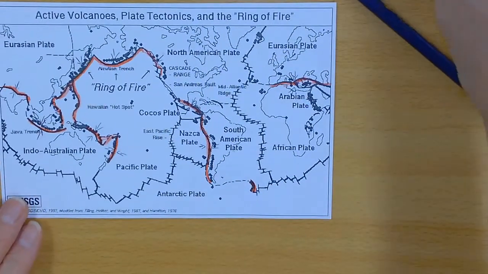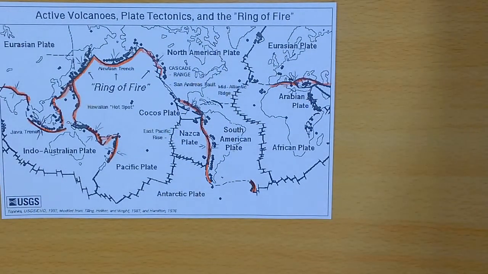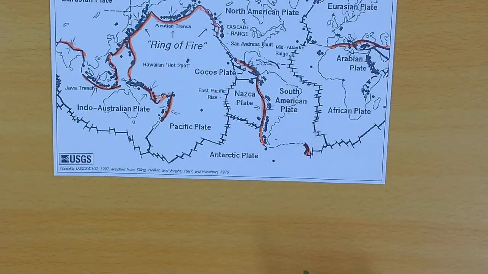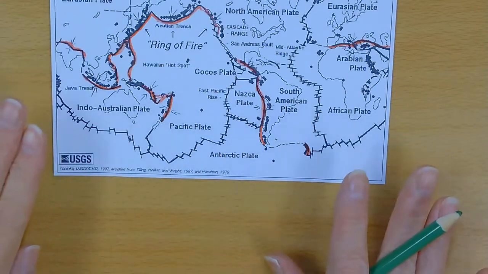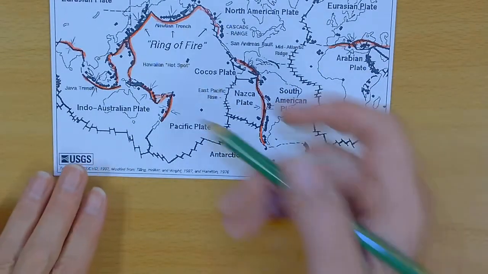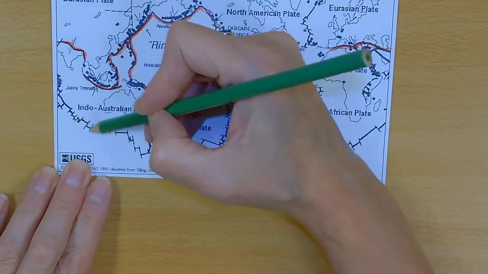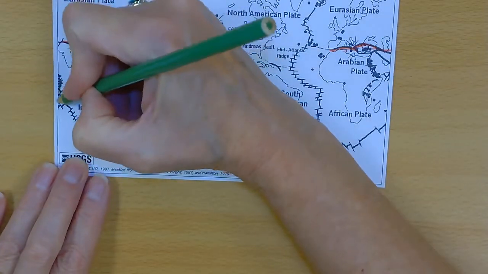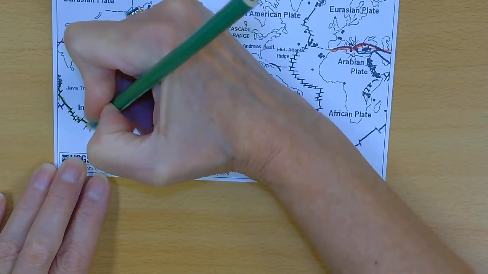So the next one we're going to do is our divergent plate boundary. Okay, our divergent plate boundary is when the plates are moving away from each other. And so all through here is divergent. So we're going to color all this green. Green is going to stand for our divergent.